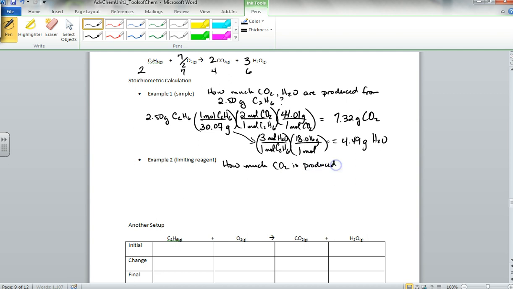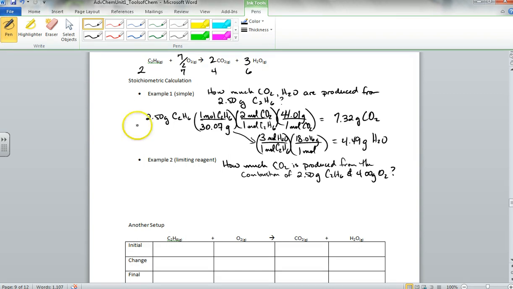So that's what we asked in the first problem. From the combustion of 2.50 grams of ethane and 4.0 grams of O2. Now, when we do this problem, one way in which we can do it is to do the problem twice.